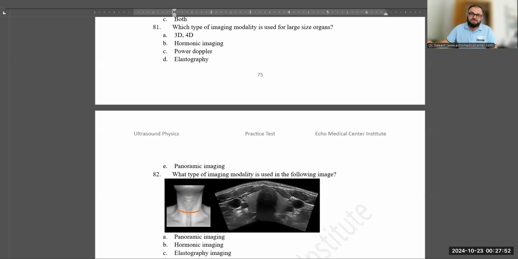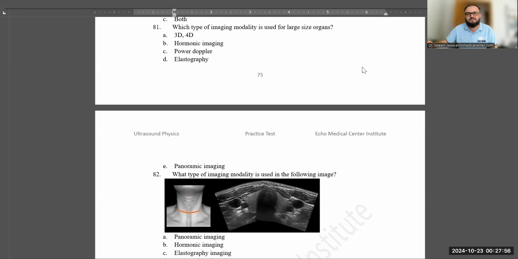Let's discuss some more SPI questions from the ARDMS registry examinations. Let me continue the series we started for the SPI, sonographic principles and instrumentation examination. Let me share the screen with you and start from where we stopped last time. And let's make our SPI examination easier to pass, to clear it on the first attempt.